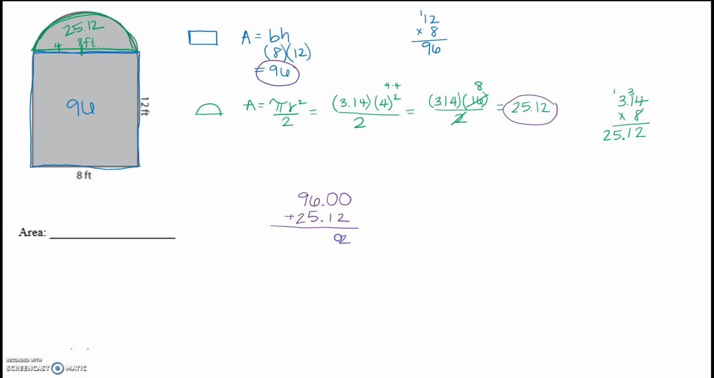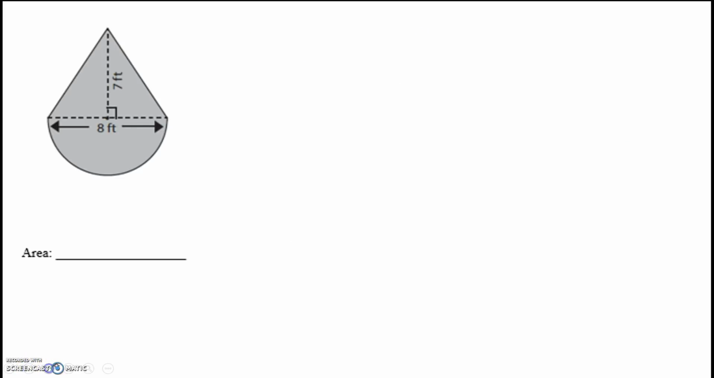2 plus 0 is 2. 1 plus 0 is 1. Oops, that's a 1. Sorry. 5 plus 6 is 11. 9, 10, 11, 12. So we have 121.12 feet squared. Okay? Not too hard. All right? You just have to make sure that you find the area of each piece and then add them all together. So let's look at the next problem.